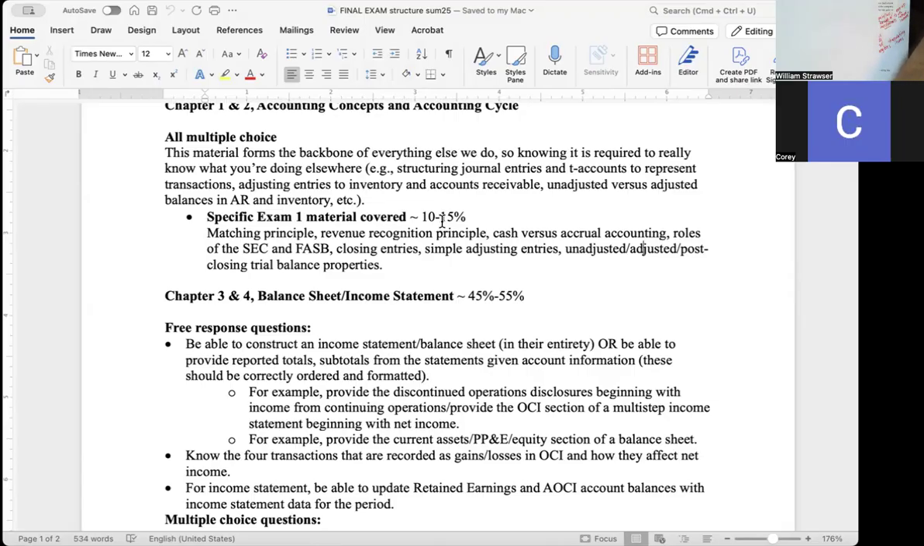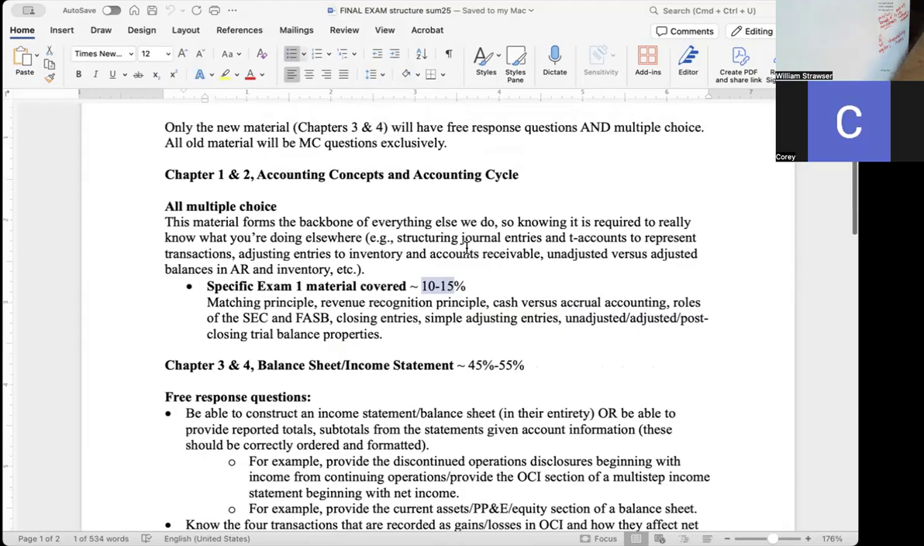I wouldn't put a lot of time or effort into exam one material because it's only going to be 10 or 15%. An example of what I mean by not going as deep. So I'm going to pull up exam one. Oops, wrong way. I'm going to pull up our first exam from the summer. Here it is.